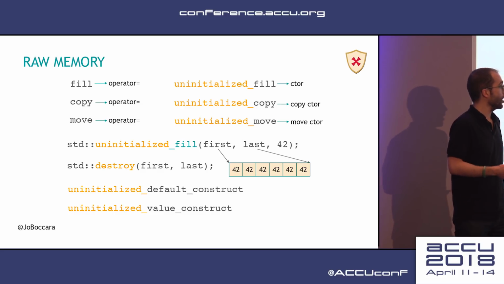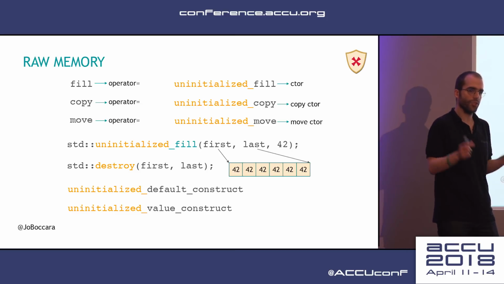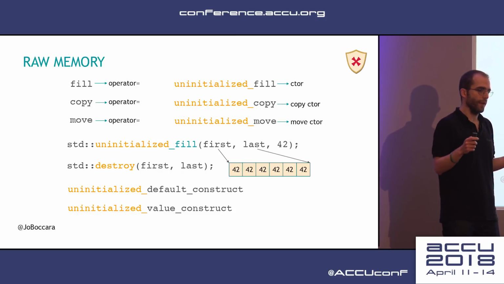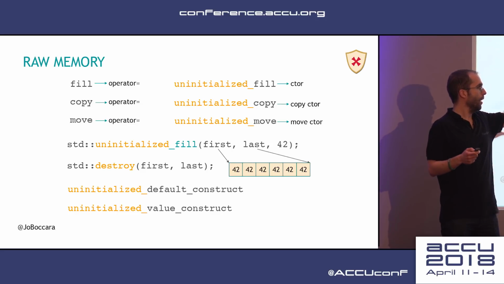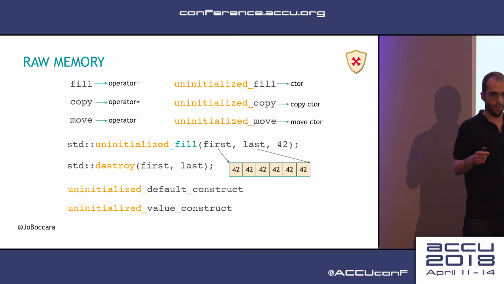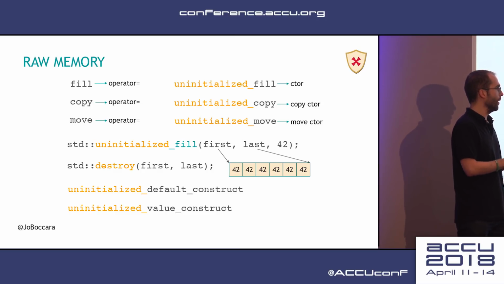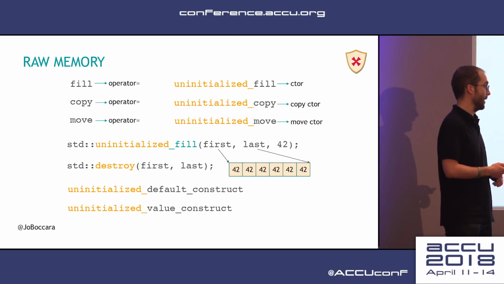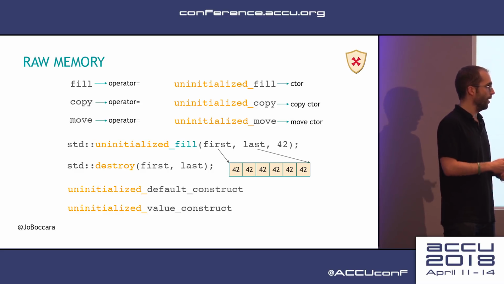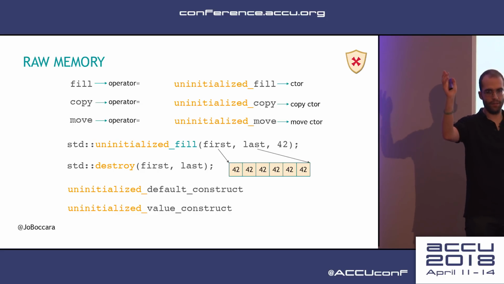So uninitialized fill calls the constructor that takes 42 in our example. Copy uses a copy constructor and move the move constructor. So imagine you've got a chunk of memory coming from somewhere, raw memory. You can initialize it with 42s if you use uninitialized fill with the beginning and the end, which are marked by pointers, right? Now, when you've finished using this collection, you call the destructor of every element with destroy with a beginning and end that calls the destructor successively of every element in that piece of memory, leaving it uninitialized and ready to be handed back to whoever passed it on to you.